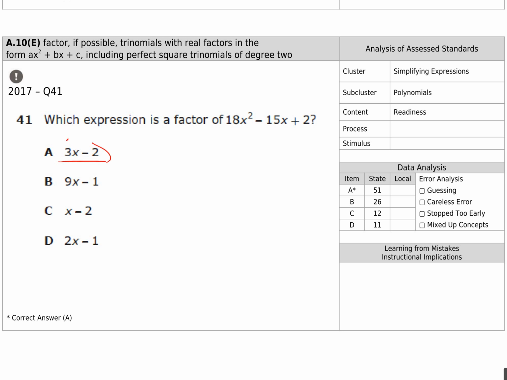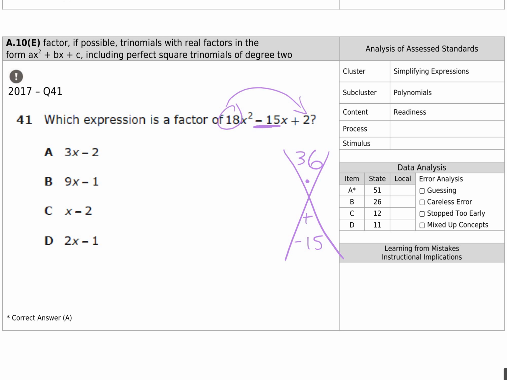We see that we do not have the two binomials, so we have to do the factoring. What number goes on top? Well, we take the a term and multiply it by the c term. 18 times 2 is 36. The middle term, the b term, goes on bottom, negative 15. What two numbers multiply to give us 36 and add or subtract to give us negative 15?